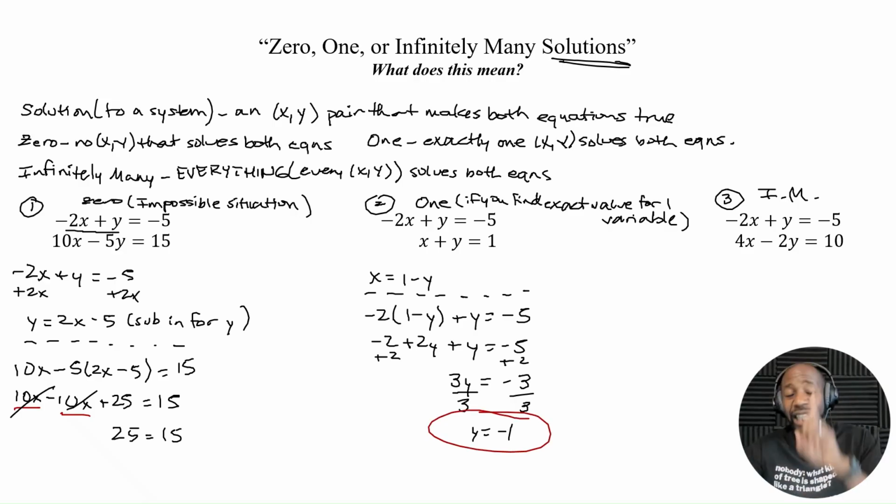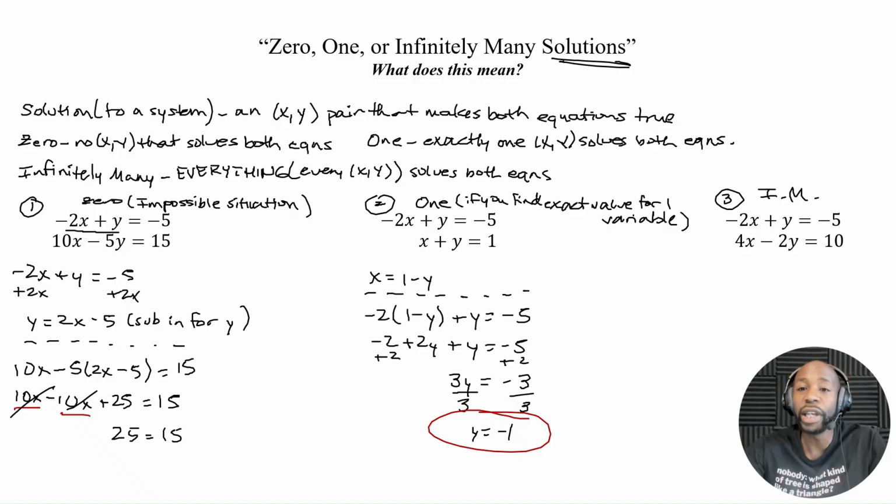Bingo. We got exactly one value for one of the variables. We don't have to go any further to know that there's one solution. Period. Okay?